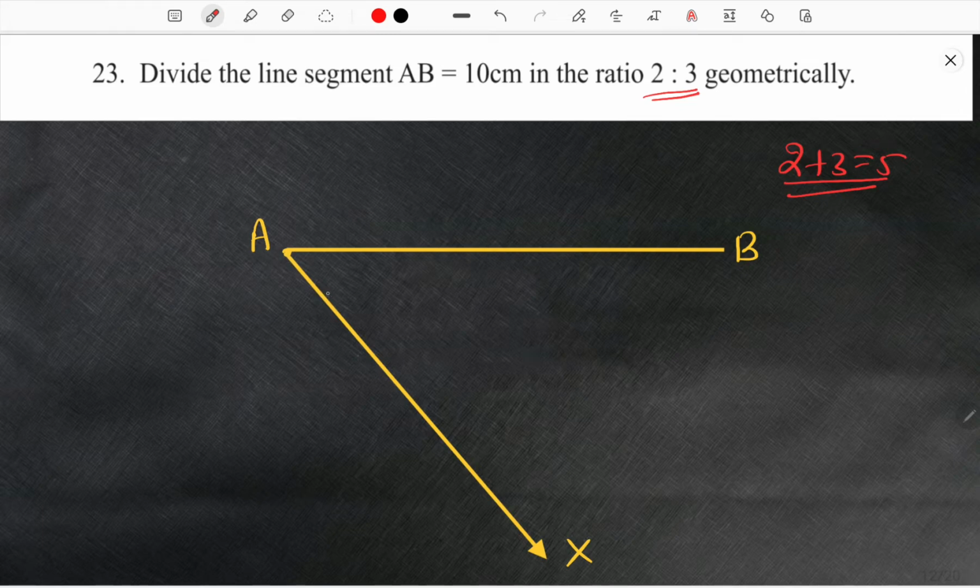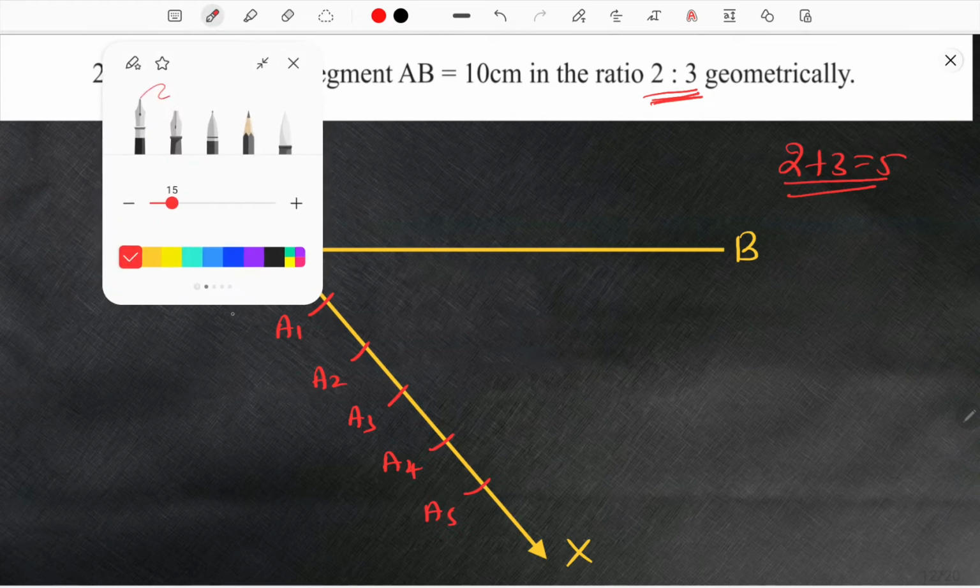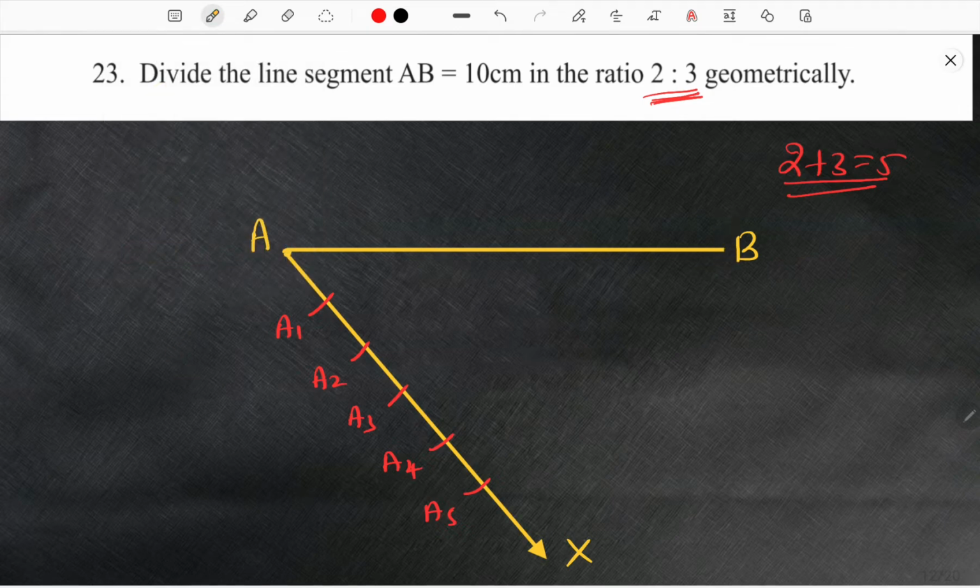You do it geometrically. I am explaining here. First part, second part, then third part, then fourth part, then fifth part, and you have to name them as A1, A2, A3, A4, A5. 2 plus 3, right? That's why 5 parts. Then afterwards, from this A5, you have to join to this point B.